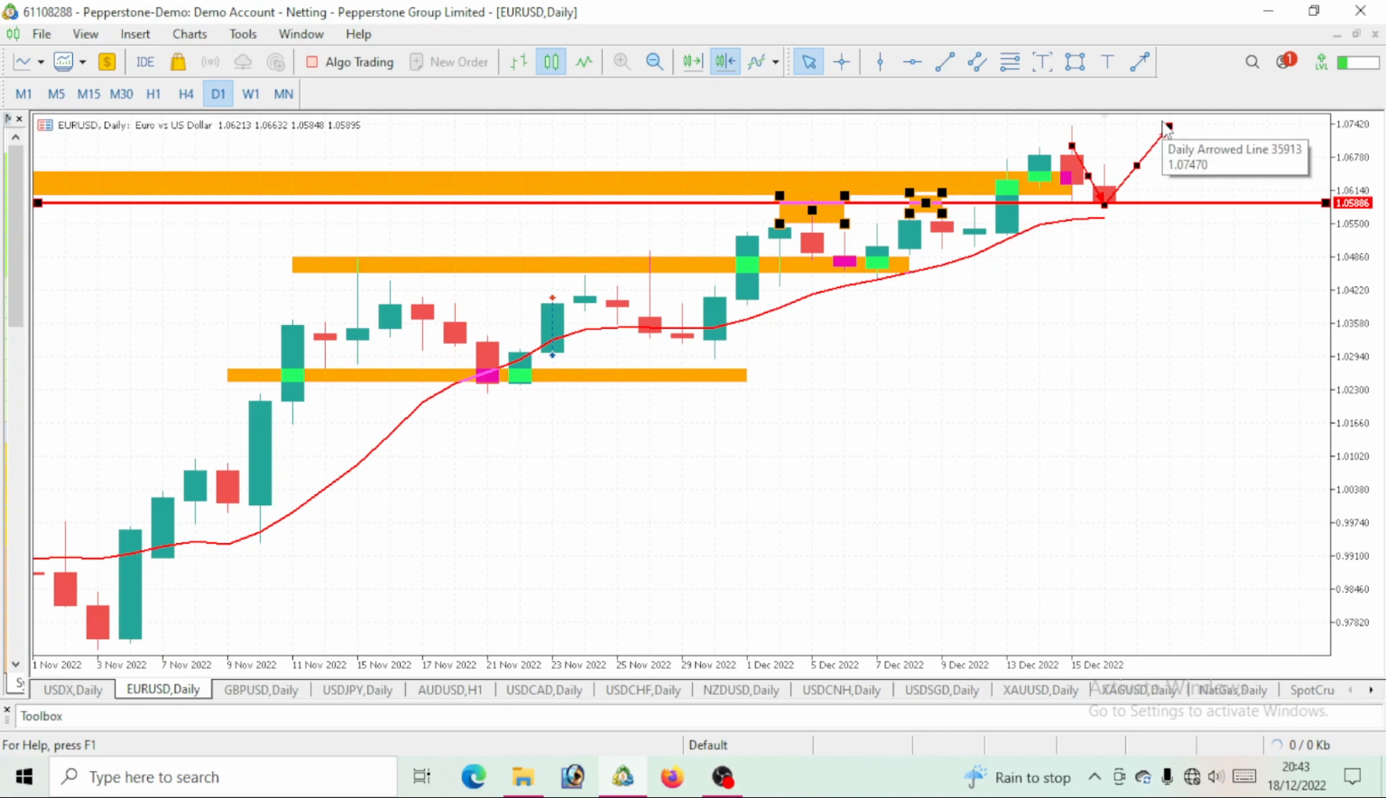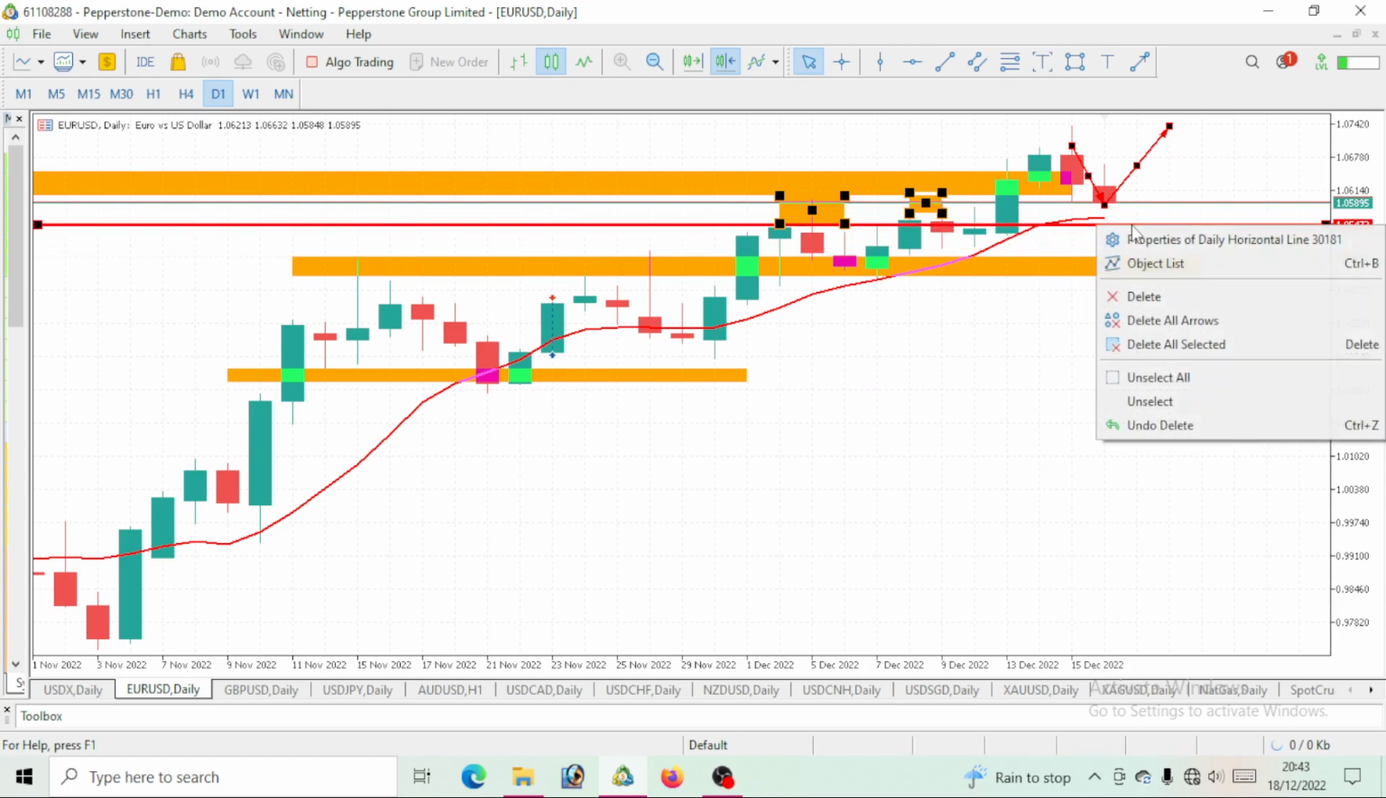So this is one of the reasons why we have this price dropping to this level here, as you can see. Let's see it here. This level here is where our price drops.